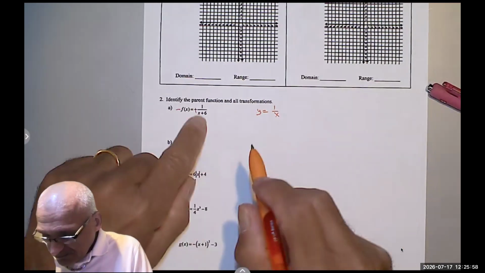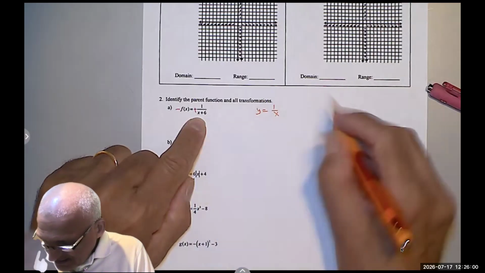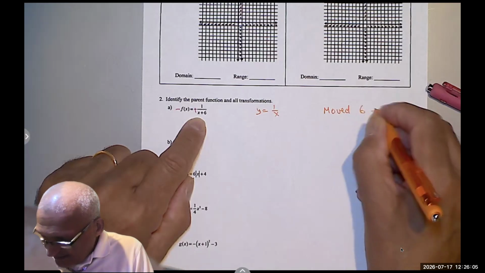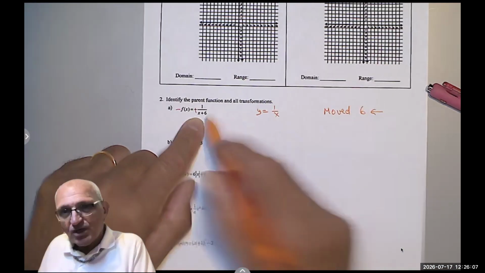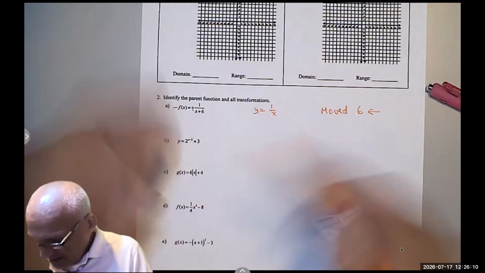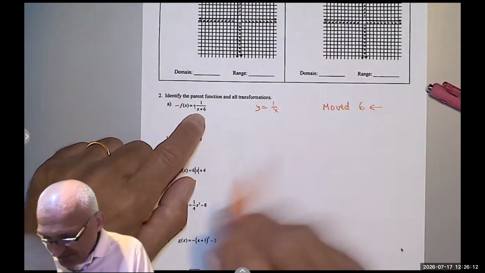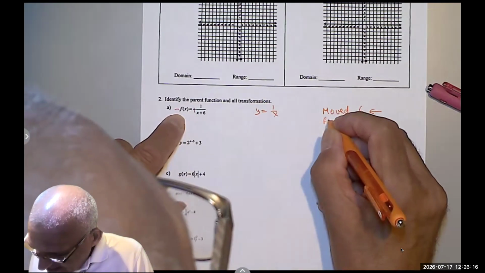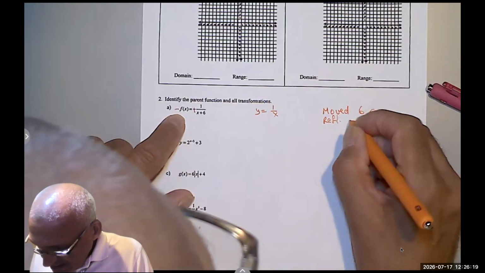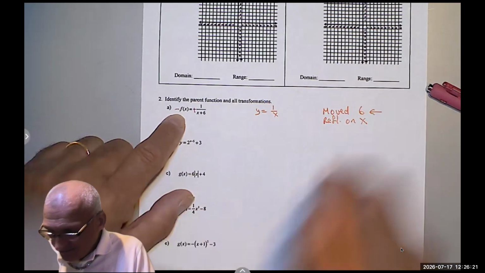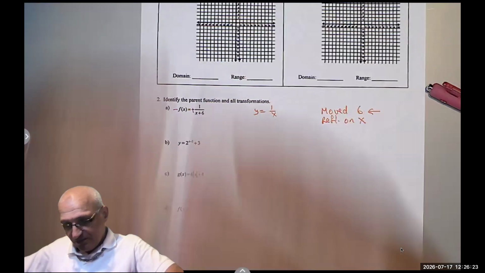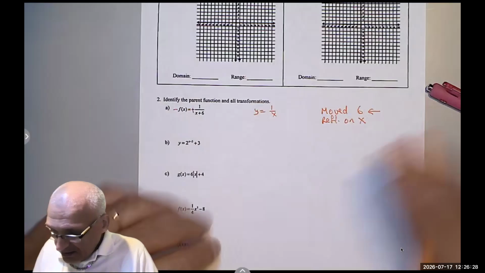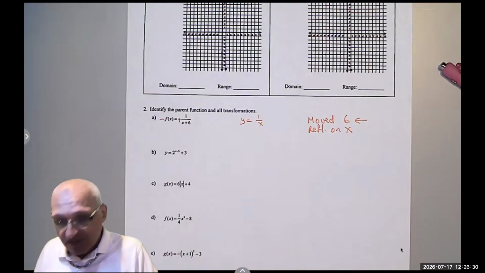So I say for the x, I move 6 units to the left because I have to subtract. Notice we are doing the opposite, right? So I move 6 to the left. And for the y, I reflected on the x, so from up to down. Do you see that? It's very easy.